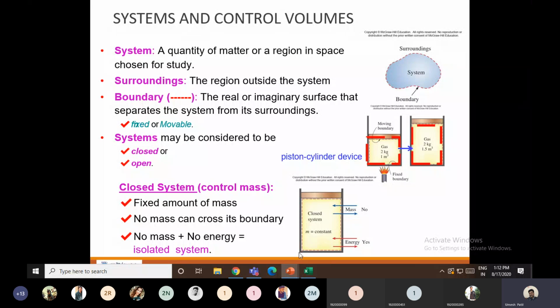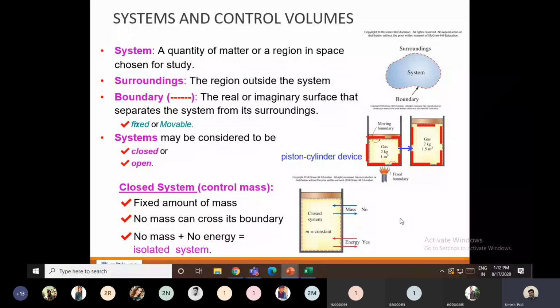There is a fixed amount of mass, but the energy can cross the system boundary. Energy may be added into the system, or energy may leave the system. There may be various forms of energy that we are going to learn in the next sessions. So here you understand what we mean by a closed system or a control mass system. No mass will leave the system, or cross the boundary of the system. Only energy exchange takes place between the system and the surrounding. So this is the closed system.